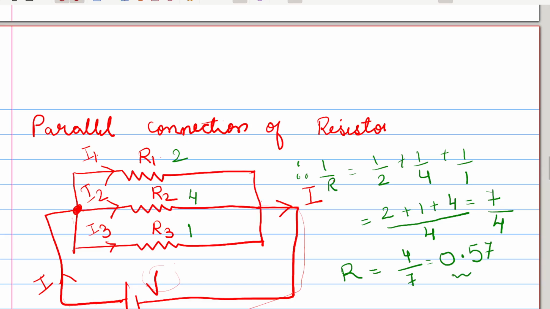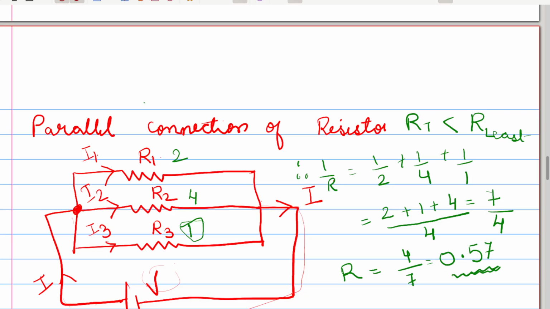So you can see the value of total resistance would be less than the least value of resistor connected in parallel. So here total resistor would be less than the least value of resistor connected in parallel. So it is less than 1. Okay. So here you have to remember this thing.